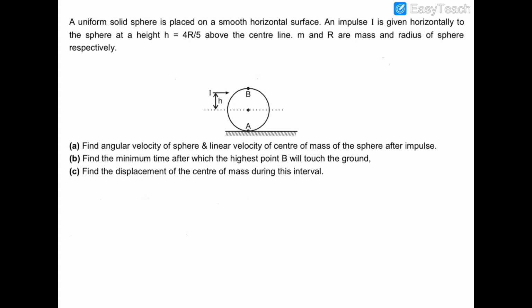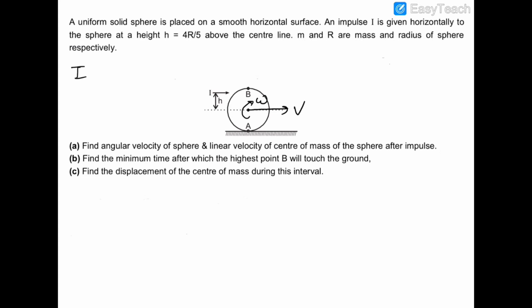So we know that impulse is always equal to change in momentum, and let us assume that its center starts to move with a velocity of v, and an angular velocity omega about the center is imparted by this impulse to this sphere.